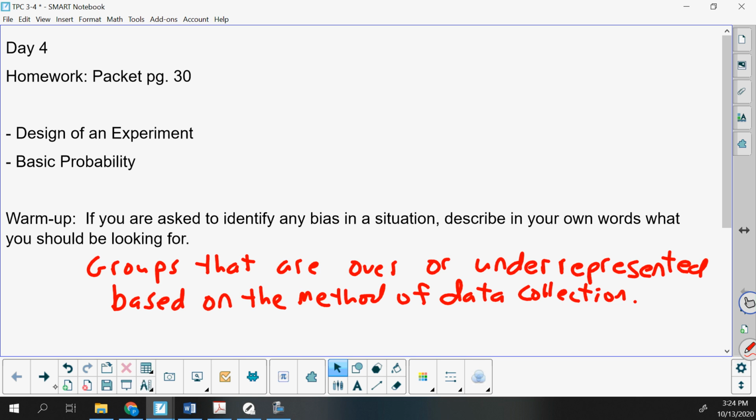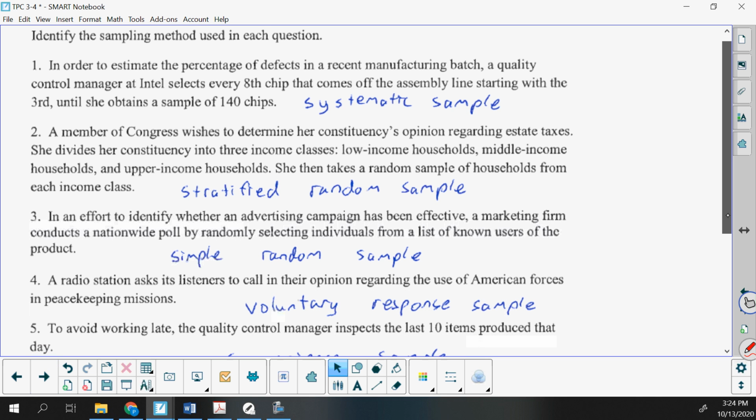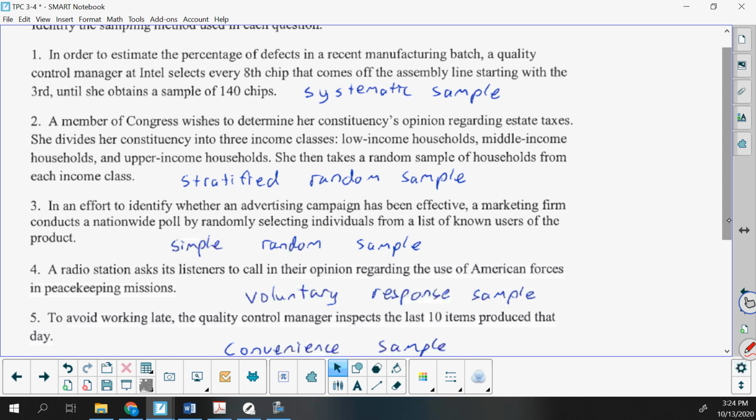So let's flip and look at the homework. So the first group, we had to tell the type of sample, and hopefully you used your notes to help you do this, because you had each of them. So anytime there's a pattern, so every 8th chip after the 3rd, we're doing a pattern there. That's a systematic sample. Stratified is when you first split into groups and then randomly pick from the groups. We did that yesterday and the day before with the rolling down the river activity.